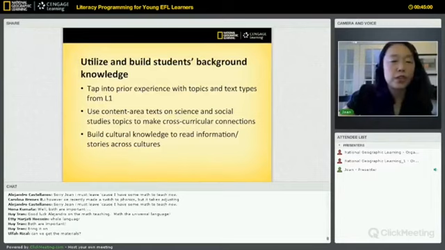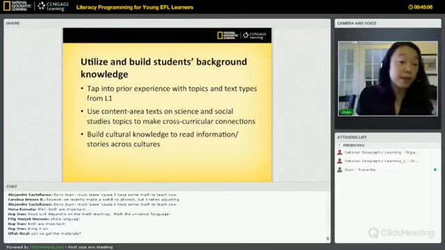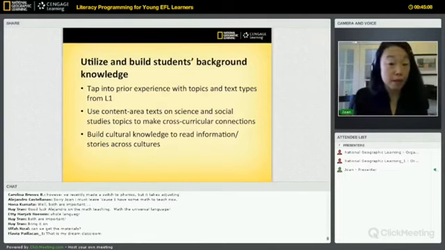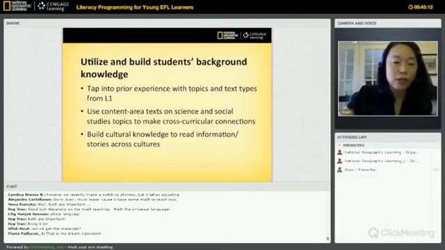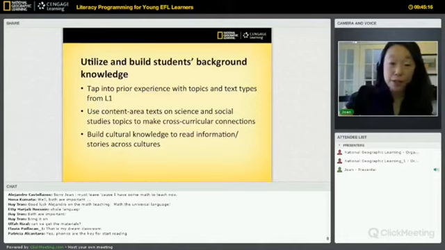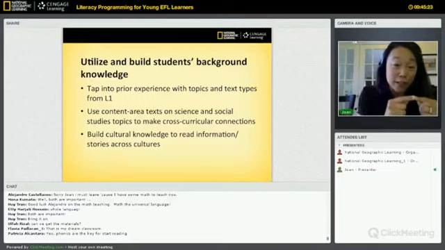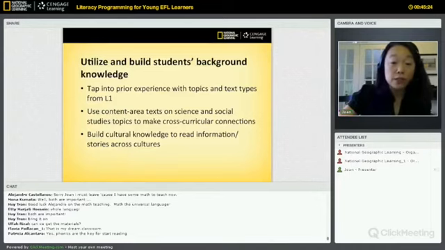Another thing that you want to make sure you're doing is to utilize and build students' background knowledge. So one is to utilize their background knowledge. The other is to build their background knowledge to understand text, because they're very young and may not be exposed to a lot in the world. So you want to tap into their prior experience. You might be connecting to content, like science or social studies, making those cross-curricular connections, and also building their cultural knowledge to read stories across cultures.